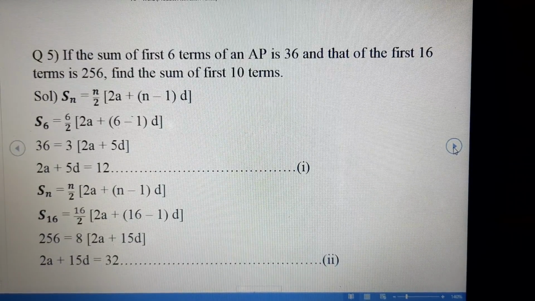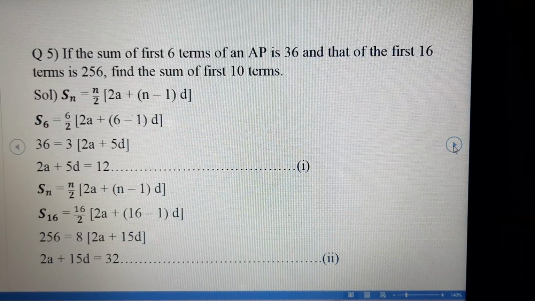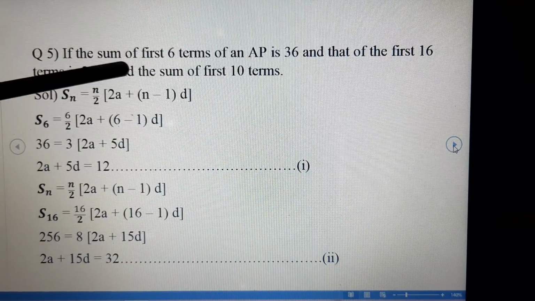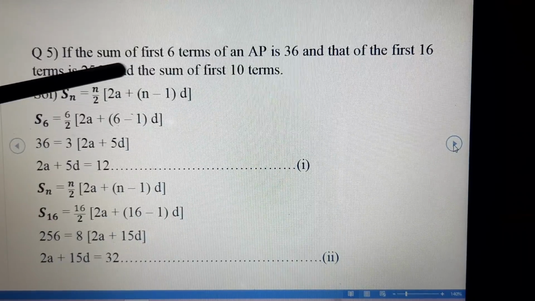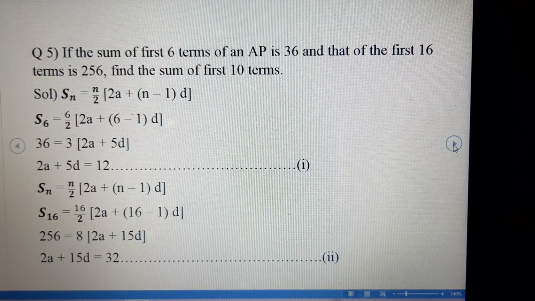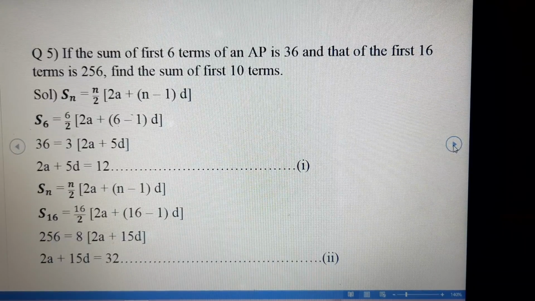Moving on to the next question. It says if the sum of first 6 terms of an AP is 36 and that of first 16 terms is 256. Read this question once again. Sum of first 6 terms means S6. Sn, sum of n terms. S6, sum of 6 terms. S16, sum of 16 terms.